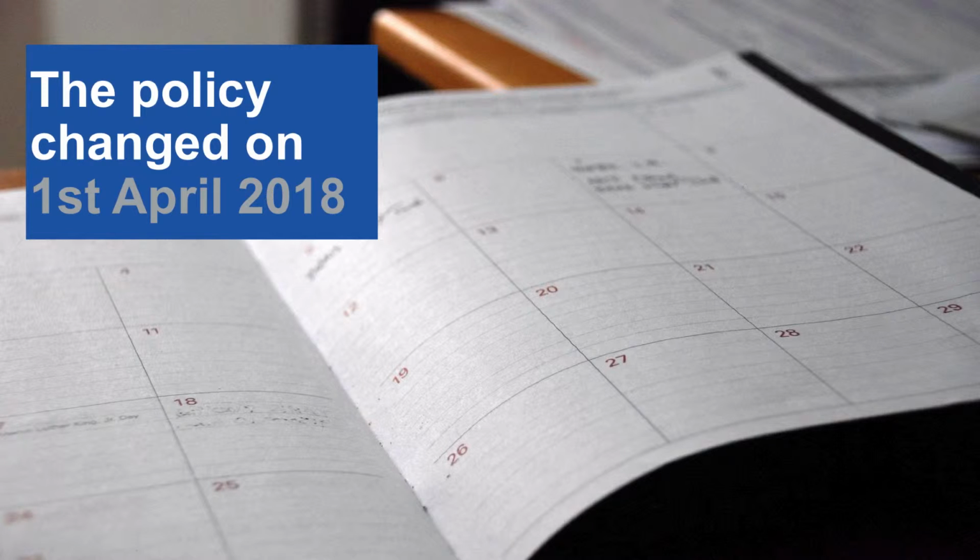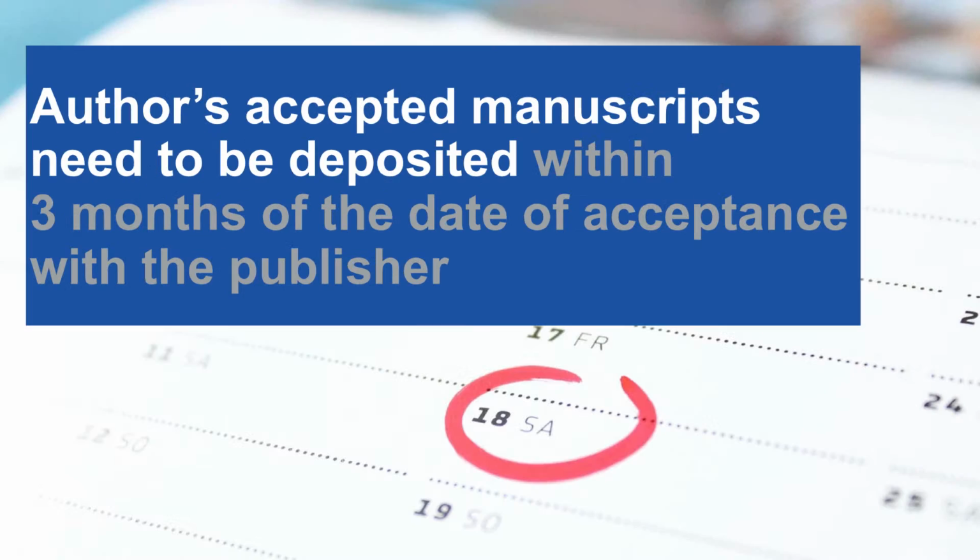The policy itself came into effect on the 1st of April 2016, but it changed on the 1st of April 2018. This change means that the author's accepted manuscript of an eligible output needs to be deposited in an open access repository within 3 months of the date of acceptance with the publisher. Previously, it had been within 3 months of the date of first online publication.